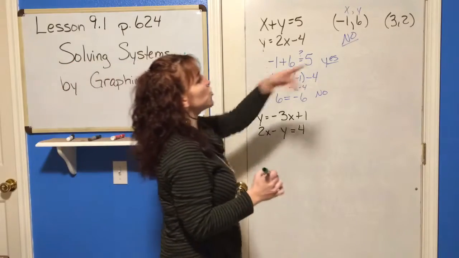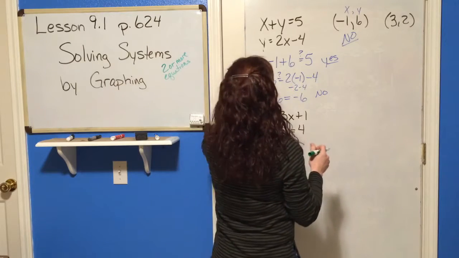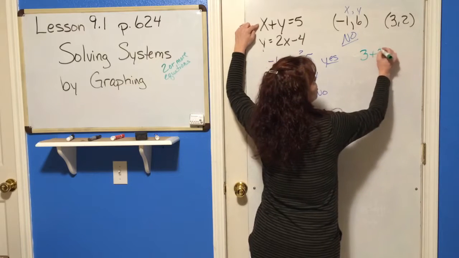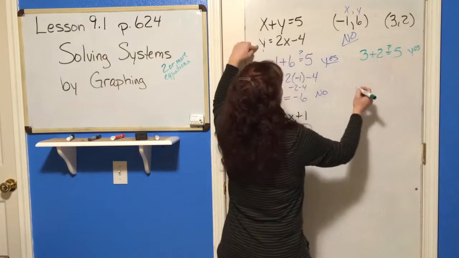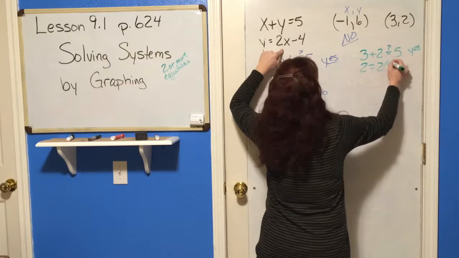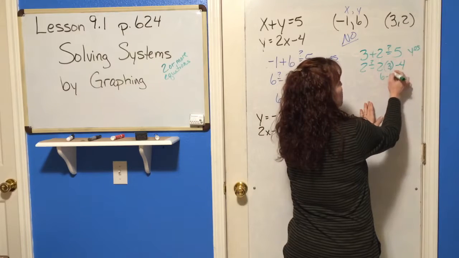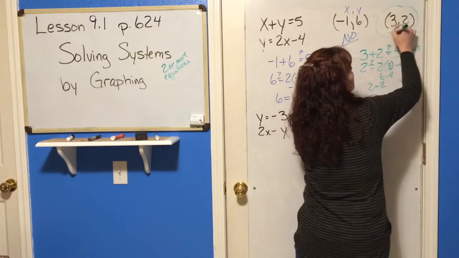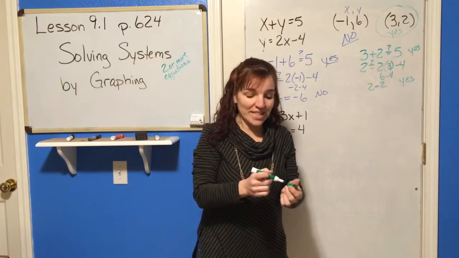Okay, here we go. So let's try 3, 2. If you think you know what you're doing, you probably do. Go for it. See if you can beat me. All right, so I just messed that all up. Okay, so x plus y equals 5. 3 is x, 2 is y. Does that equal 5? 3 plus 2 is 5. Yes, it does. And then 2, the y, equals 2 times 3, the x, minus 4. Does that equal this? 2 times 3 is 6, minus 4. 2 equals 2. Yes, it is. So this 3, 2 is a solution to this system of equations.